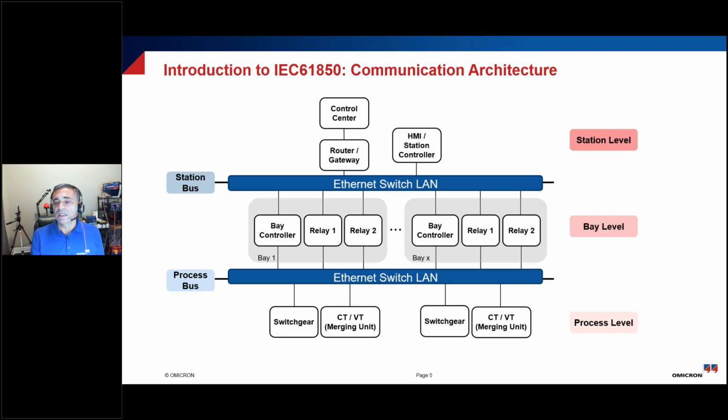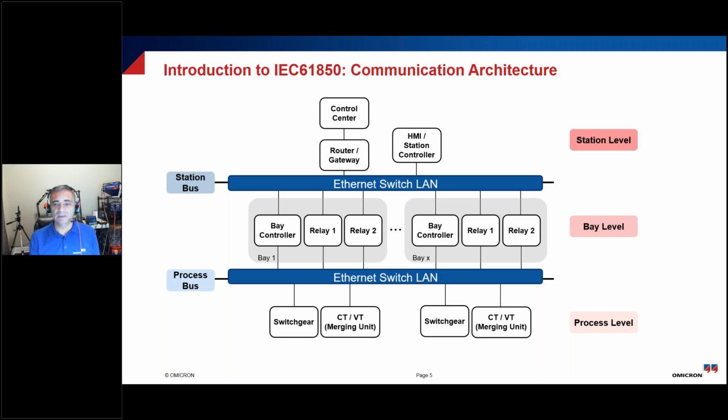And also these protective relays are connected to devices that are measuring the current and the voltage: CTs, current transformers, VTs, voltage transformers, and the breakers and switchgear that open and close, or break and connect, the electrical energy to the system, like a light switch, but only a lot larger. And so these devices are down at the process level, and the communication link between the relays and this process level is called the process bus.